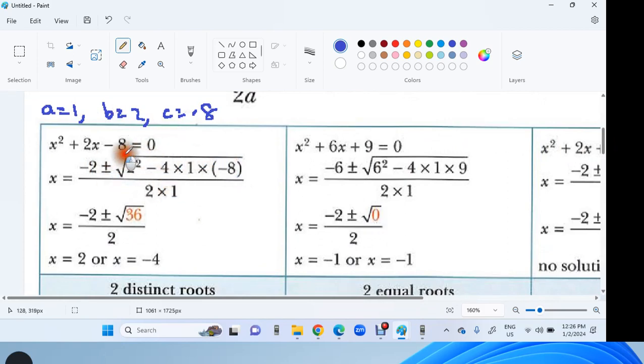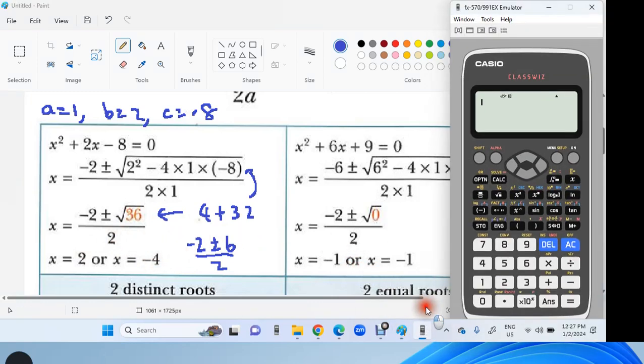So inside the square root is 4 plus 32, which is 36. Then we know that the square root of 36 is actually 6. Then it will become minus 2 plus minus 6 over 2. Then we will have 2 or negative 4.